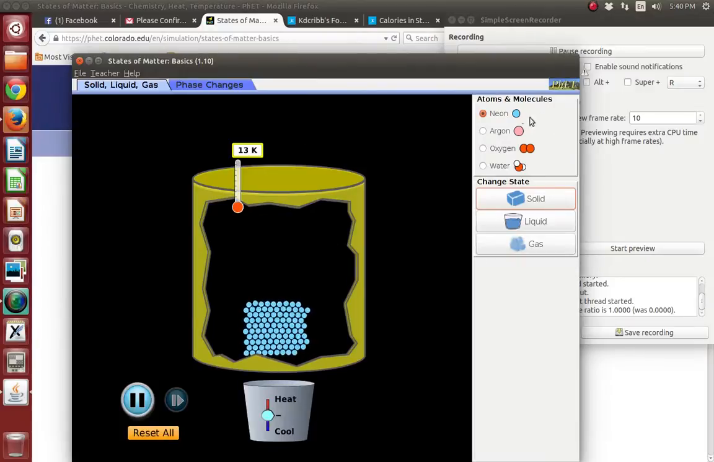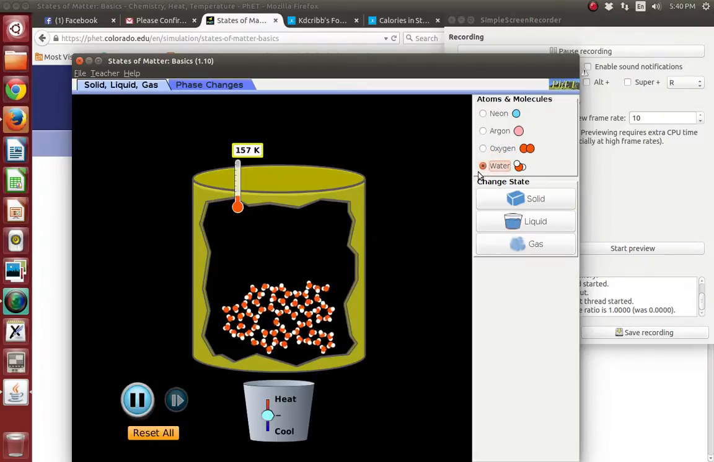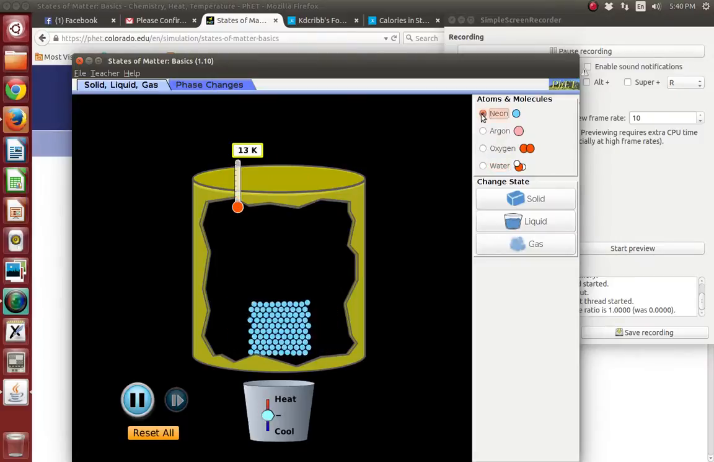What I want you to notice is a couple things. First, look at the different molecules. This is neon that's currently in here. I could put argon in there. I could put oxygen, which is diatomic. Remember, hydrogen, nitrogen, oxygen, fluorine, chlorine, bromine, iodine. Or I could put a water molecule in here. And we're going to go through the different states of matter. So I'm going to go back to neon.